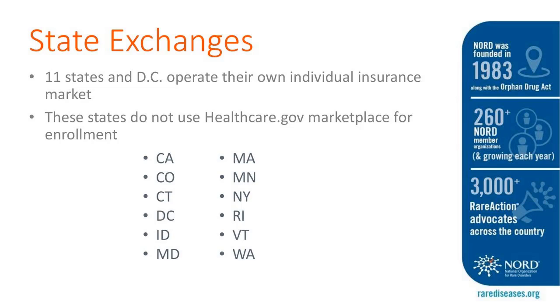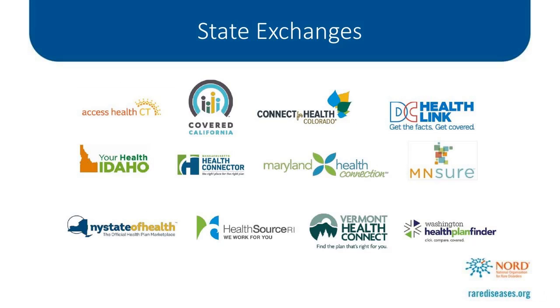And for those of you who live in one of these 11 states, you may recognize some of these logos. So these state-based exchanges have different names in different states. In California, their Obamacare marketplace, their ACA marketplace, is called Covered California. In Connecticut, it's Access Health CT. And in Massachusetts, it's the Health Connector. So there are different programs that are branded different ways, but they're all essentially the state-based individual marketplaces. And you can go directly to these websites in those states to enroll in the individual market.